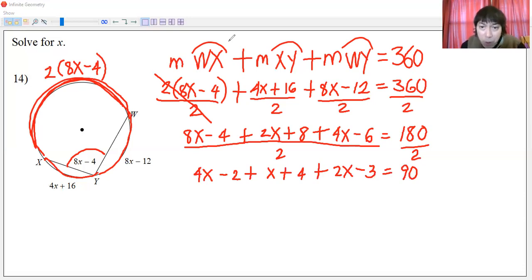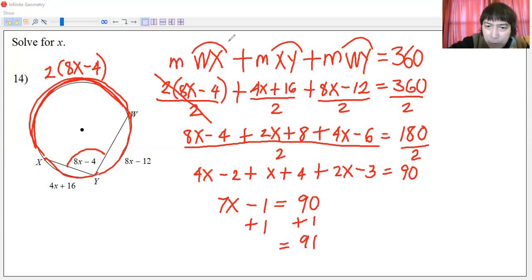We can combine like terms. We now have 4x plus x plus 2x. That looks like 7x. Yes, we're done with the x values. We now have the numbers negative 2, positive 4, and negative 3. That looks like negative 1, equals 90. Proceed by addition, add 1 on both sides, we have 91 equals 7x.